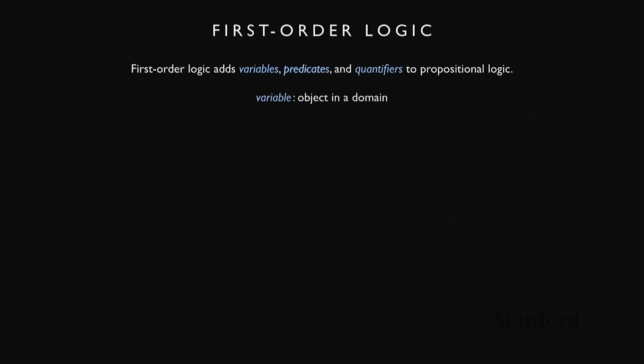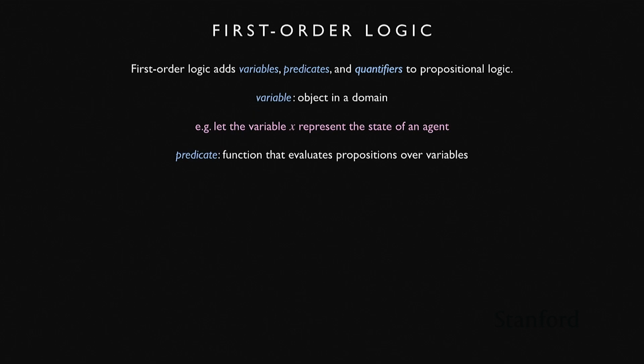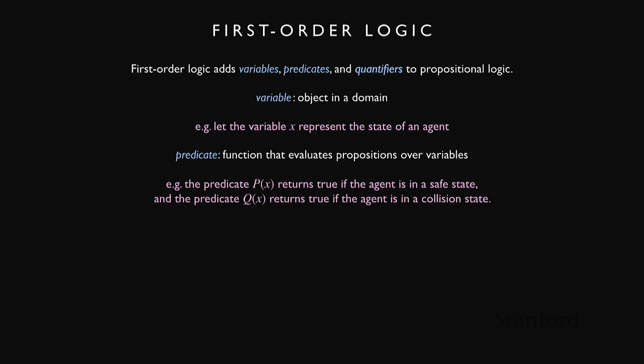So a variable is just an object in a domain. You can think of it like maybe we let the variable x represent the state of an agent. And then a predicate is a function that evaluates propositions over variables. So for example, we have maybe this predicate p of x that returns true if the agent is in a safe state. So if you remember, we said our variable x is the state that the agent is in. So when we apply p to x, we get true if that state was safe and false if it wasn't. And then maybe we define another predicate that we call q of x, that if x is a collision state, it will return true, and if x is not a collision state, it will return false.